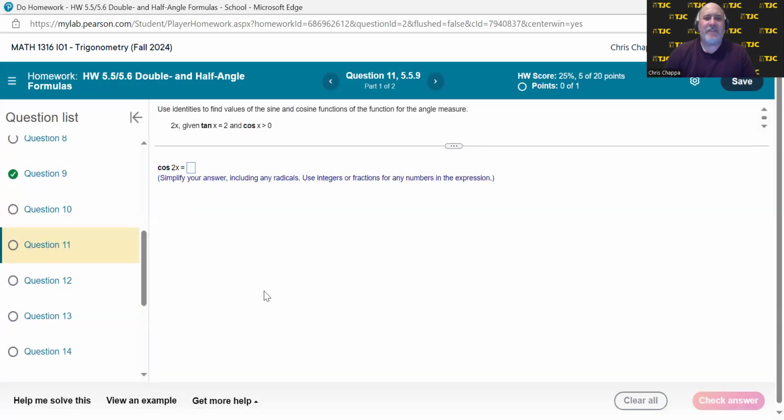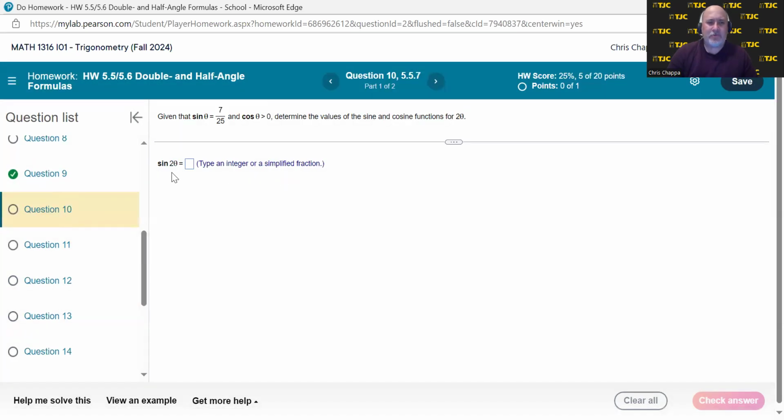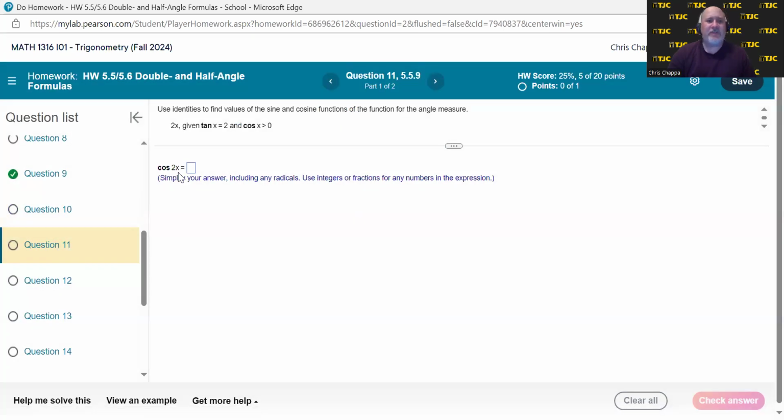Use identities to find the value of sine and cosine of the function for the given angle measure. So I don't like the way this is worded. The previous question is a little bit clearer. Find sine of 2 theta, et cetera. Here it's, well, okay, it says find cosine of 2x. Okay, so we're given tangent is equal to 2, cosine is greater than 0. We're going to be asked to find cosine of 2x and sine of 2x.